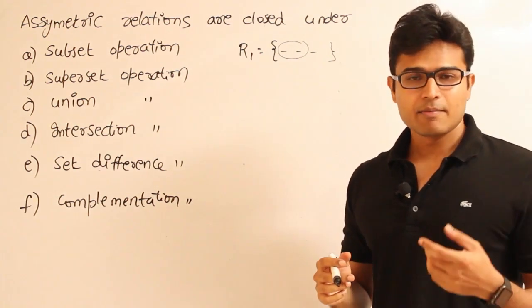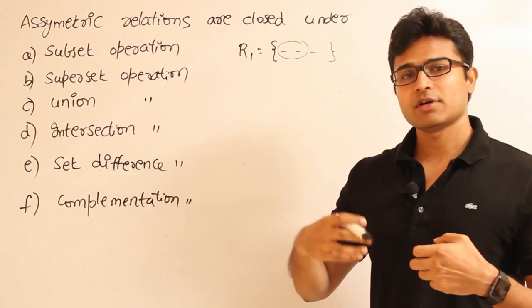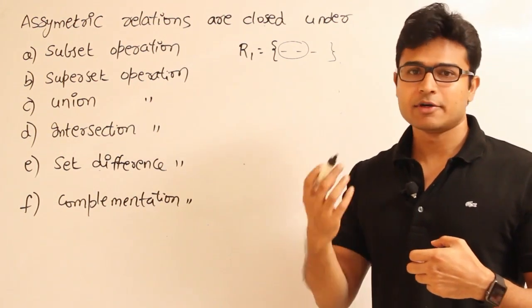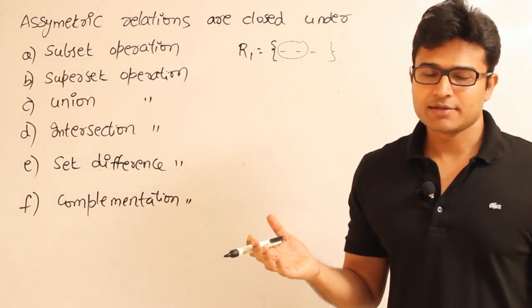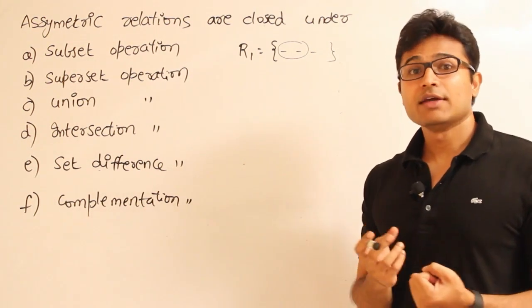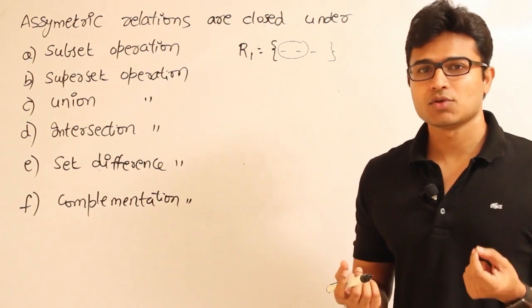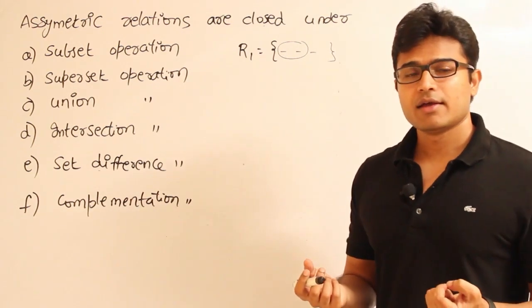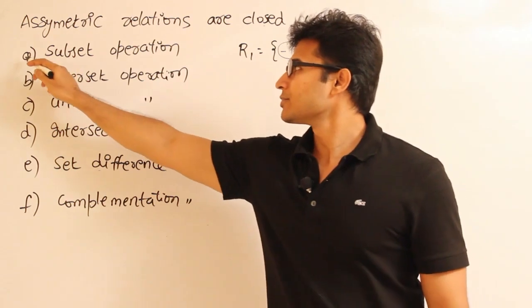The reason is, by taking some of the elements of the asymmetric relation which does not contain any symmetric pairs, we will not be adding any symmetric pairs, isn't it? Already it does not contain symmetric pairs. Now if we take a part of it, it will definitely not contain symmetric pairs. Therefore we are not adding more symmetric pairs. So the result is going to be asymmetric. Therefore what can we say? Asymmetric relations are closed under subset operation.